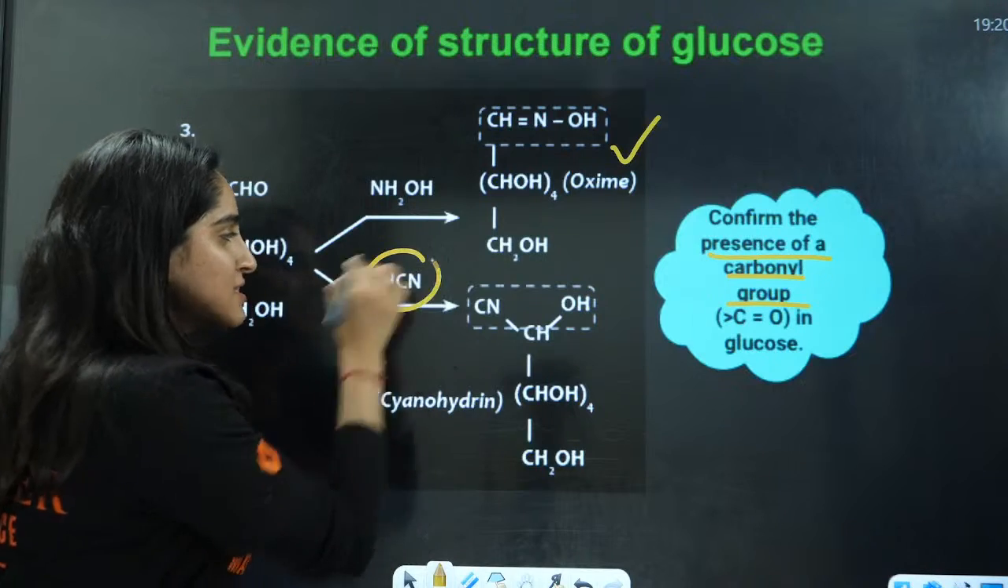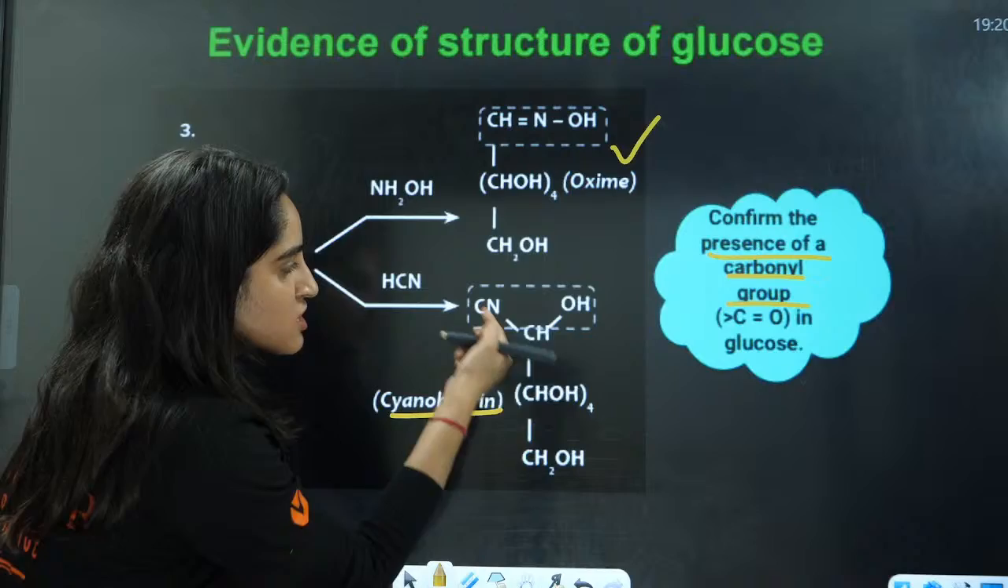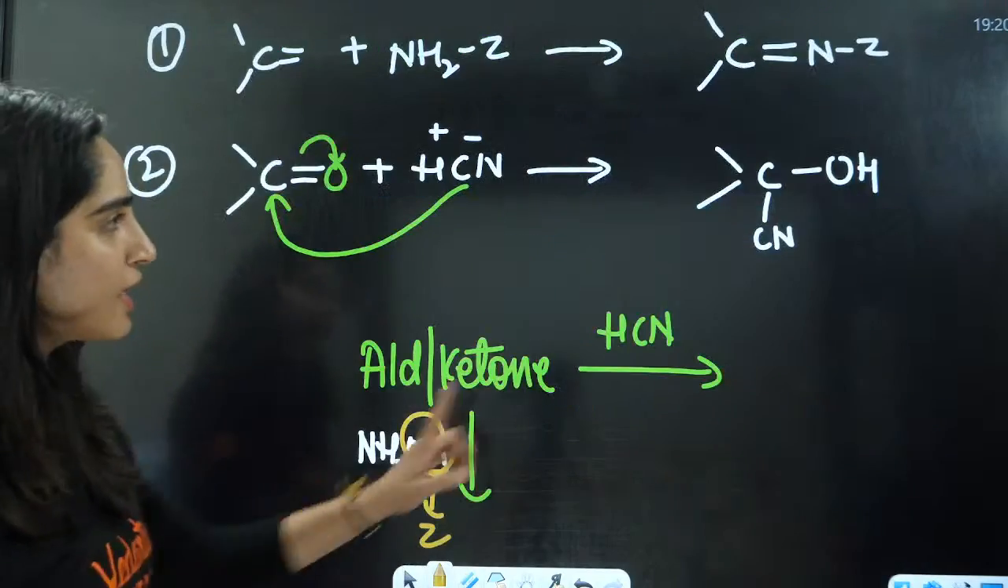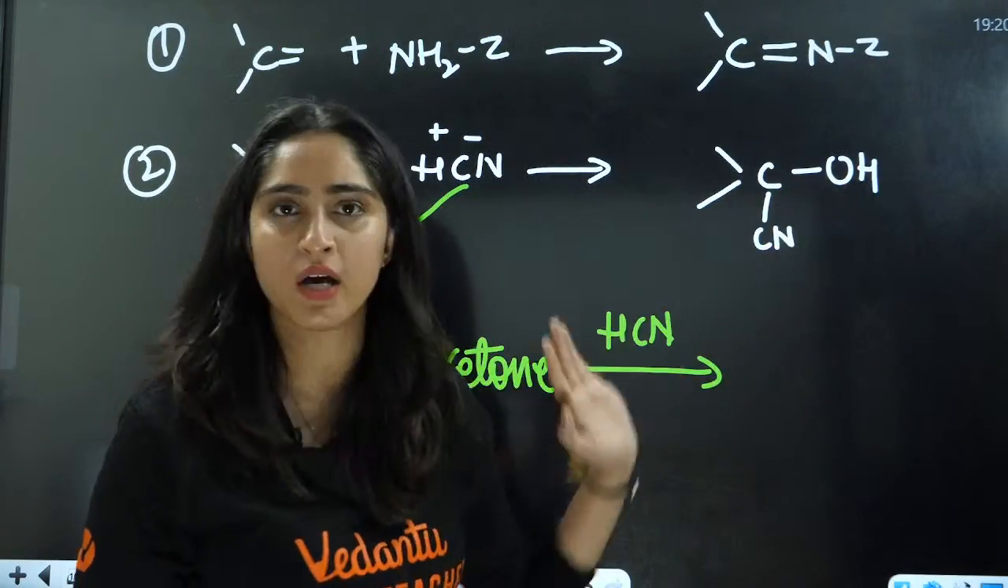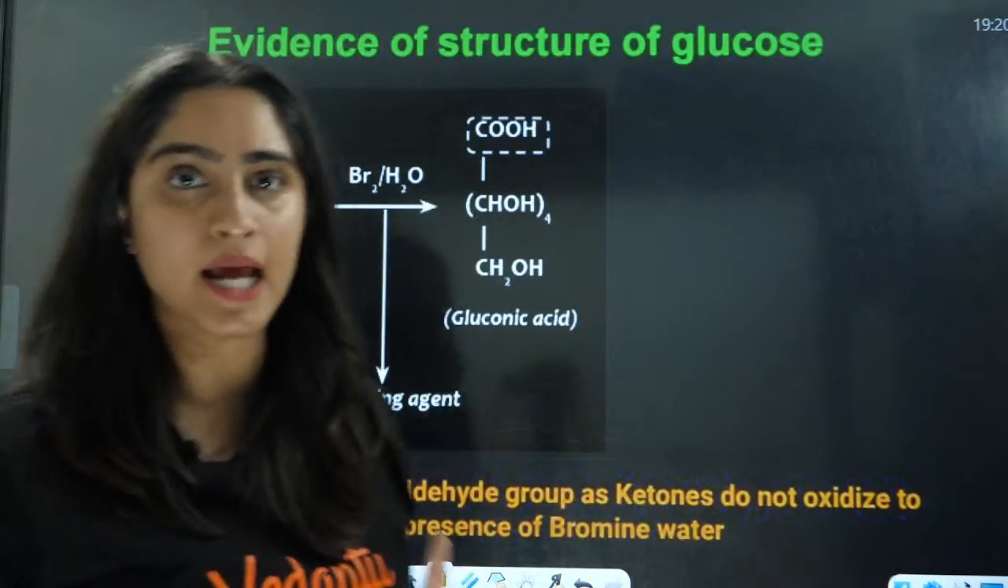Now again this is HCN. You get this cyanohydrin here, right? You get this cyanohydrin CH, CN, OH. Here also you get cyanohydrin CN, OH, right? That means there is presence of a carbonyl group here, right?